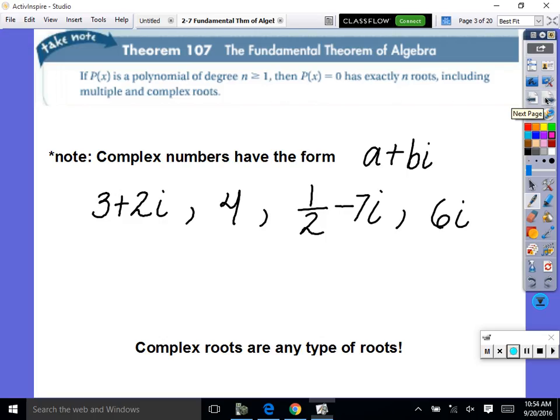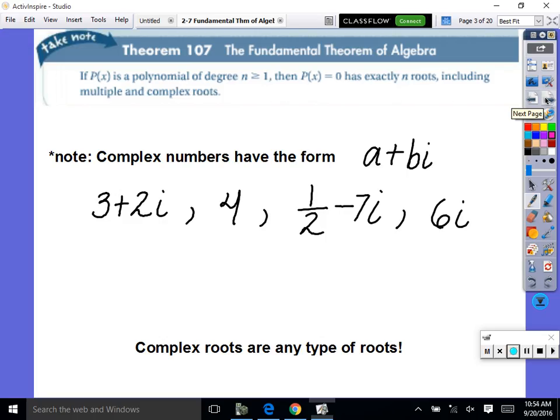No, they have 5 solutions. Great question. No matter what, degree 2 has 2 solutions. No matter what, degree 3 has 3 solutions. And so on and so forth. Now I'm just going to read this, which is what I just said. A polynomial of degree n greater than 1, if the polynomial is set equal to 0, has exactly n roots, including multiple and complex roots.